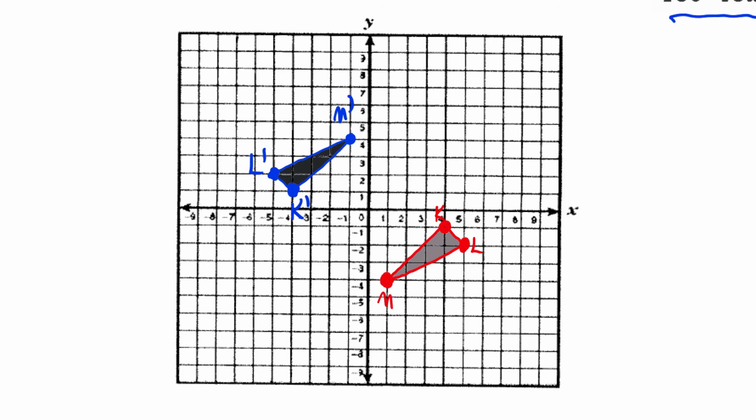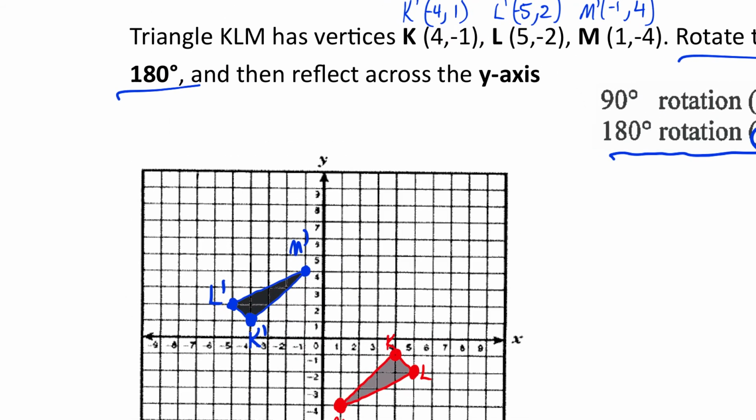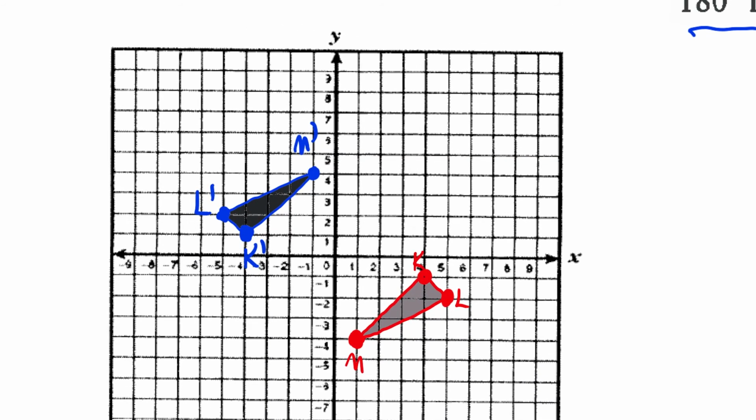Okay, and then the second transformation within this one is we're going to do reflection across the y. All right, so again, here's the y-axis. We're reflecting across that. How far is M prime away from there? It's 1, so I'm going to flip it 1 to the right. So here's M double prime.